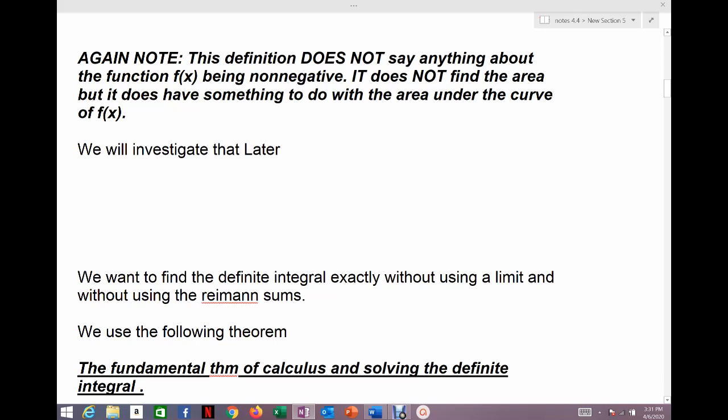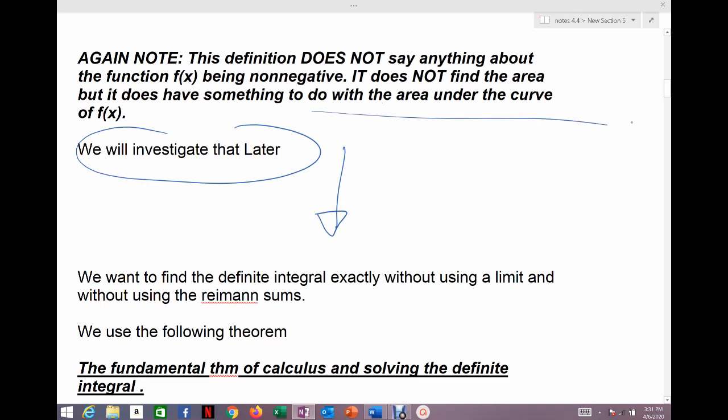And there are two cases that come out of it, depending on if my function stays positive or if my function has positive values and negative values. So we're going to look at that now, how this relates to the area under the curve.